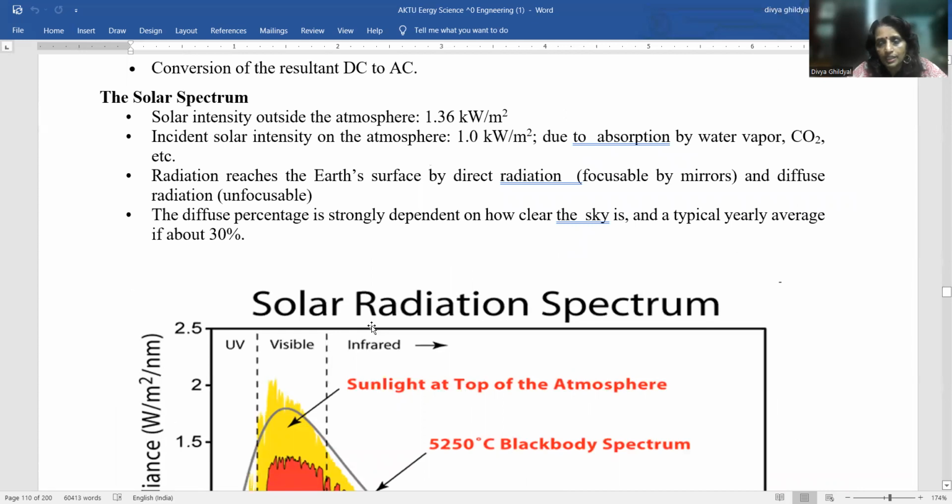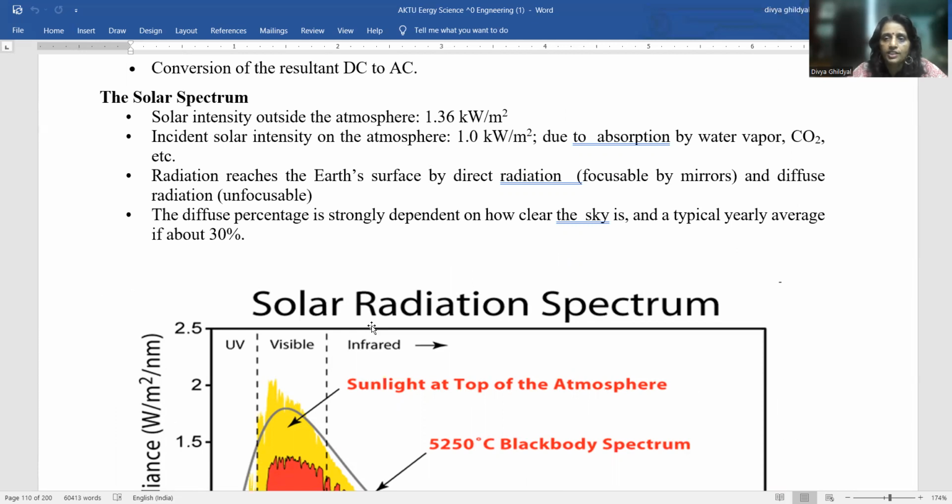Okay, you must have heard about the electromagnetic spectrum consisting of cosmic rays, X-rays, ultraviolet, visible, infrared. Today, you will get a brief idea of the solar spectrum.